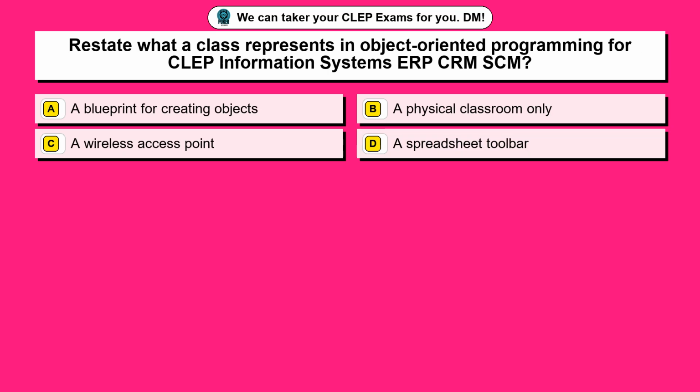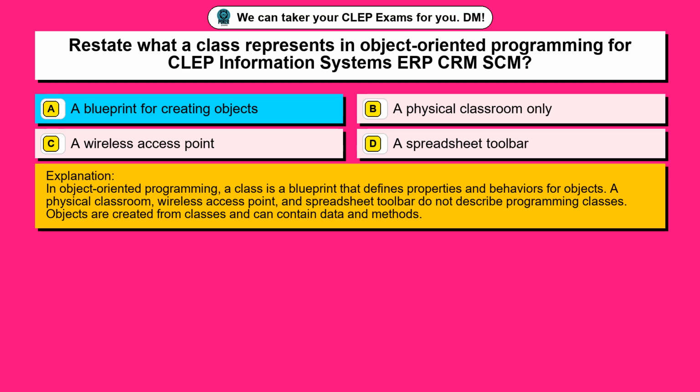Question 91. Restate what a class represents in object-oriented programming for CLEP Information Systems ERP CRM SCM. Option A. A blueprint for creating objects. Option B. A physical classroom only. Option C. A wireless access point. Option D. A spreadsheet toolbar. The correct answer is Option A. A blueprint for creating objects.